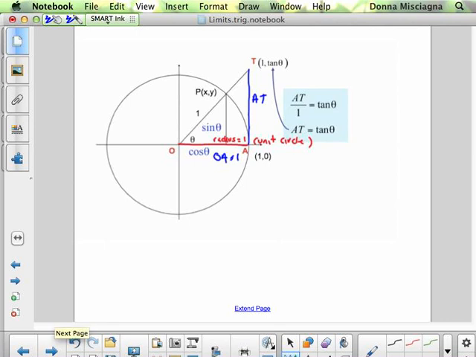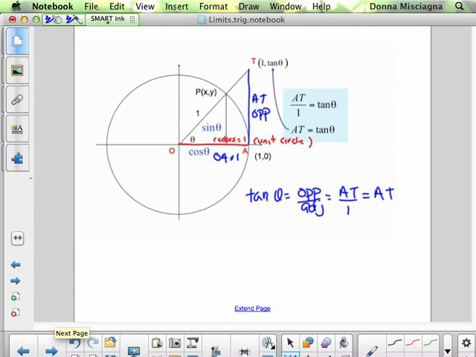And 1 is the other. Well, we know that tangent theta is the opposite side over the adjacent side. Well, the opposite side, so we're just looking at the blue and red triangle, the big triangle there, triangle OAT. For triangle OAT, the opposite side is AT. The adjacent side is 1, so I could represent AT as tangent theta.